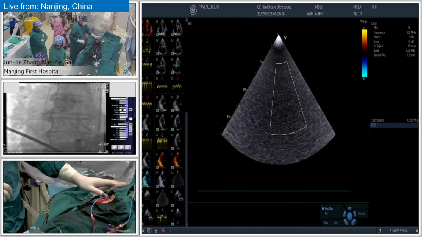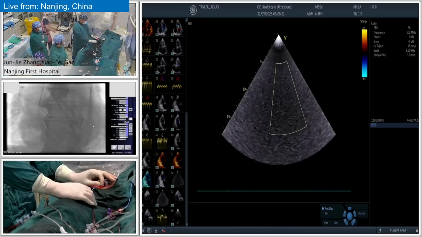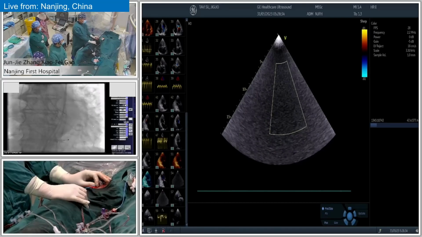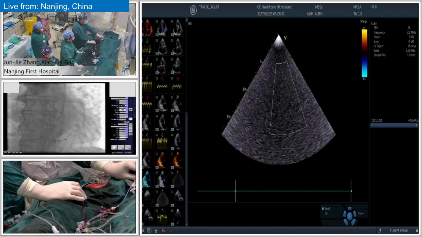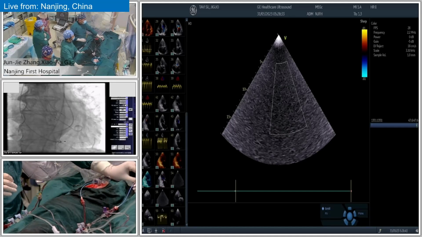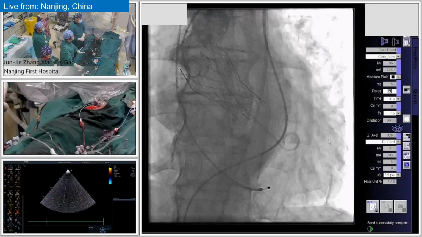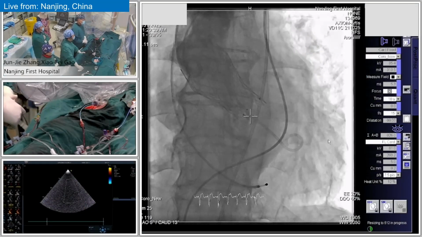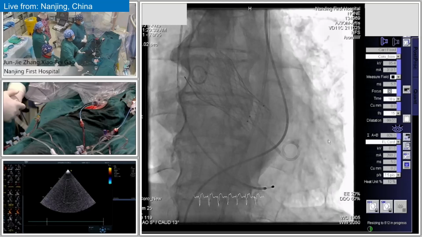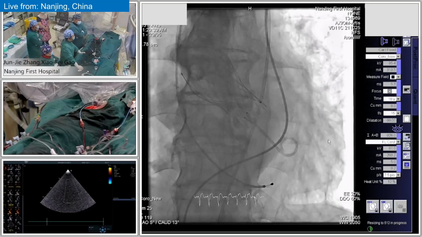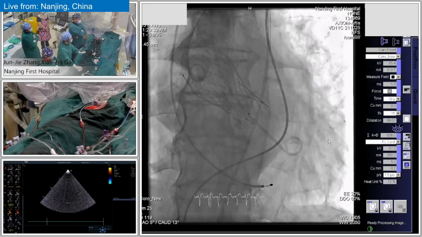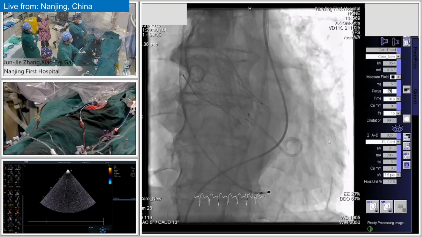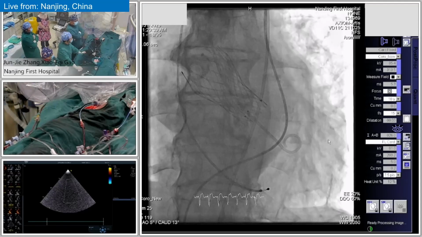Let me check the position. Okay, good. It's mild regurgitation. Professor, based on the final angio, do you plan to perform dilation? And what's the percentage of post dilation in your daily practice for BAV patients? For this case, I think it's a mild regurgitation, and also there is no gradient. For this case, I will not do the post dilation.